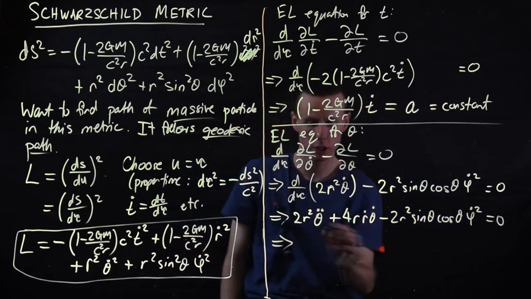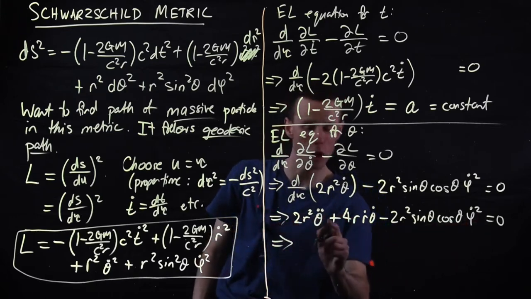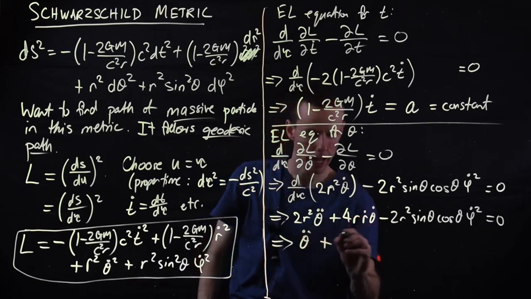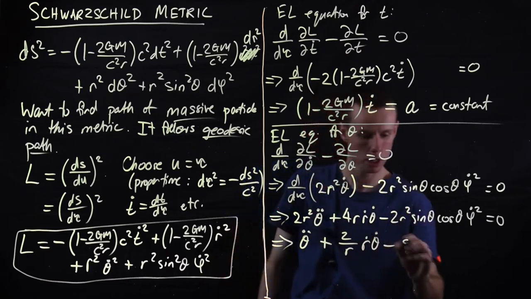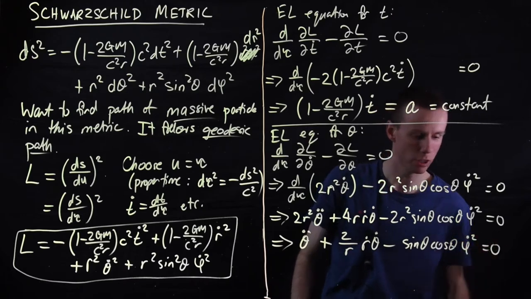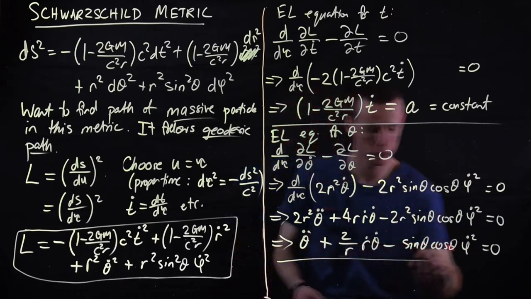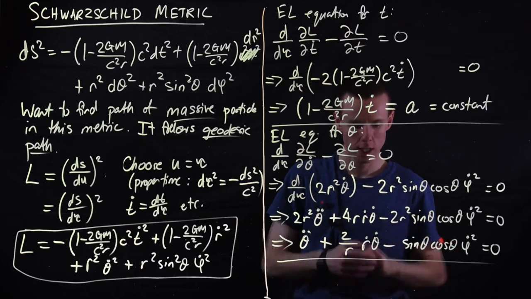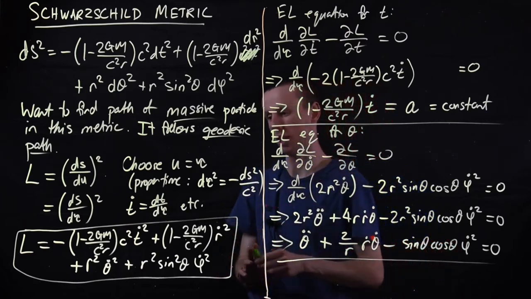Let me rearrange a bit. Let me just divide through everywhere by 2r squared so that I just have a coefficient of 1 in front of theta double dot. So theta double dot plus 2 over r, r dot theta dot, minus sine theta cos theta phi dot squared equals 0. And that's the Euler-Lagrange equation. That's the geodesic equation for theta. So that's it fully written out. We still need to do phi and r. So let's do those next.